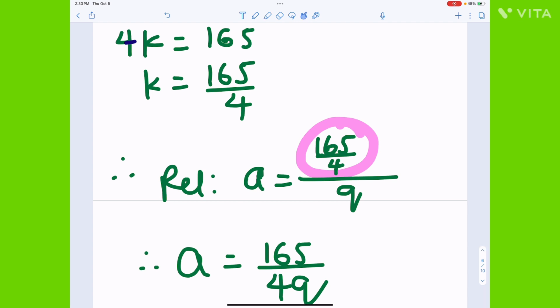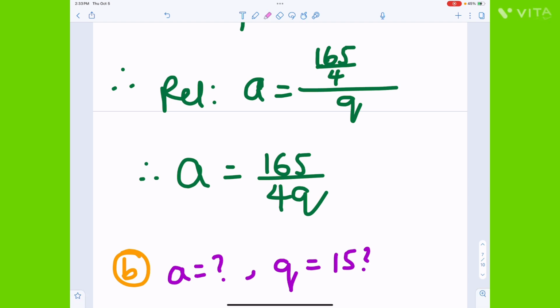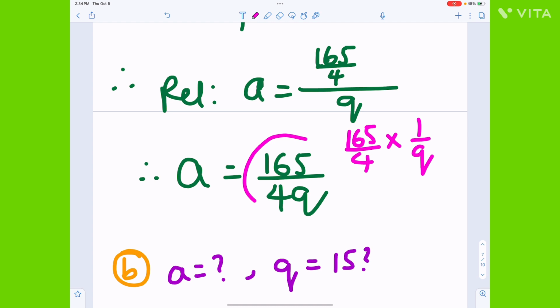On simplifying, the 4 will just come down. Just bring this 4 down. You understand? Or let me show you how we got that. 165 over 4 divided by Q will give you 165 over 4 times 1 over Q. Can you see that? And you get this.